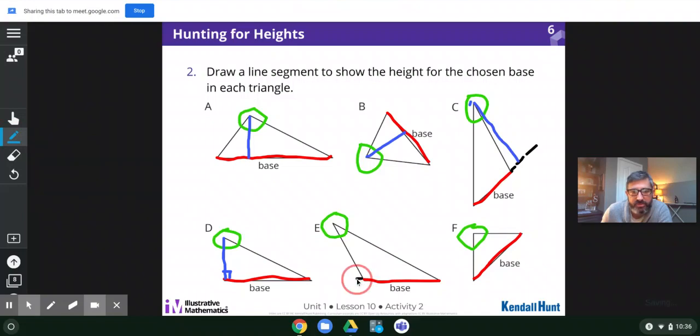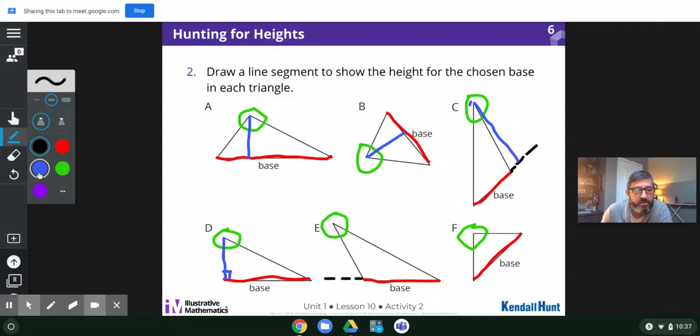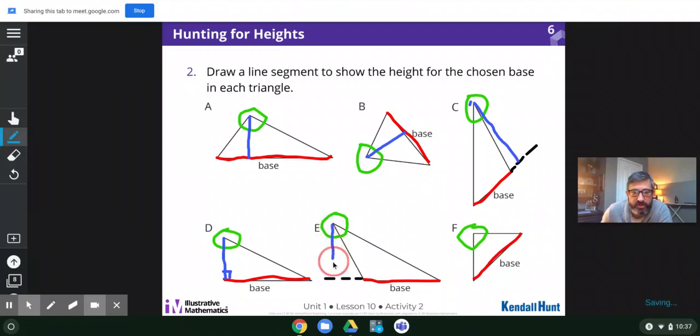All right, so in example E, again, our opposite vertex falls outside or does not fall directly over top of our base. So we have to draw a nice parallel line or imaginary line out until it does. Then we can draw our height directly down from the opposite vertex to the base, making that 90-degree angle.